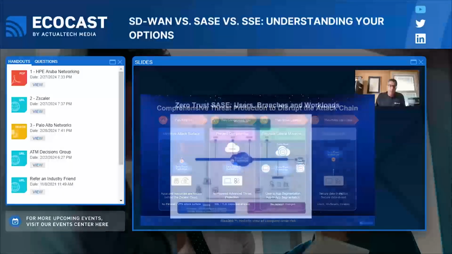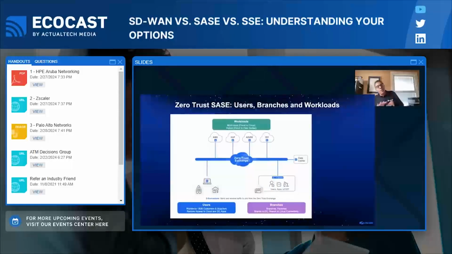All right, so we've spoken a lot about this concept of protecting users accessing specific resources, let's say sitting in the cloud or a data center, for example. But when we talk about SASE, SSE, what we really want to think about is applying SASE principles in a zero trust way. And what that means is not only focusing on users that are connecting through this zero trust exchange to where they need to go, but really anything.